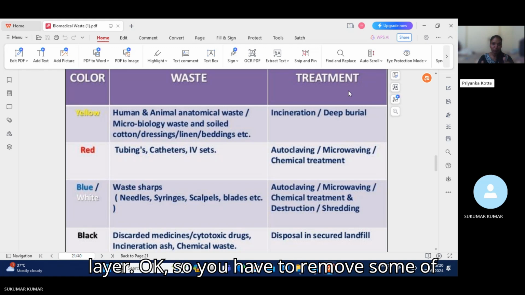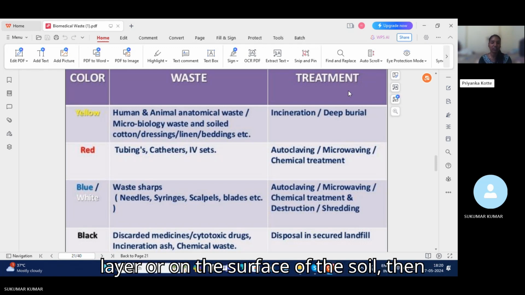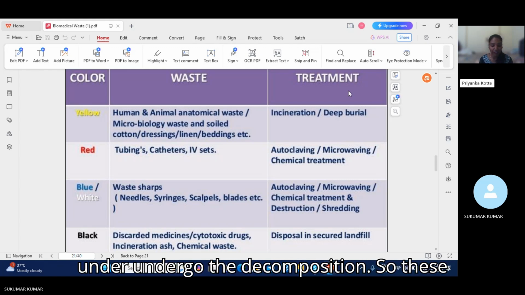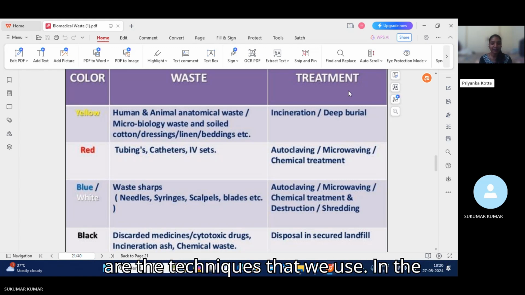Okay, so you have to remove some of the soil on the topmost superficial layer, or on the surface of the soil, then put all the material over there and again cover it. It is a process of decomposition. We need to allow the waste to undergo the decomposition. So these are the techniques that we use in the process of biomedical waste management.